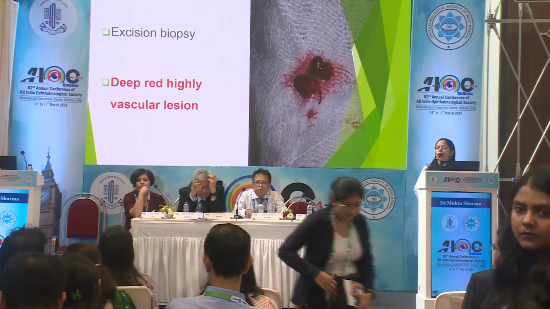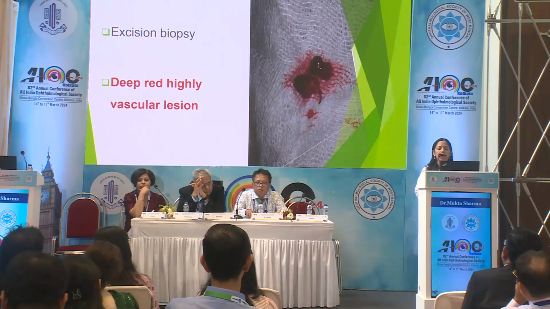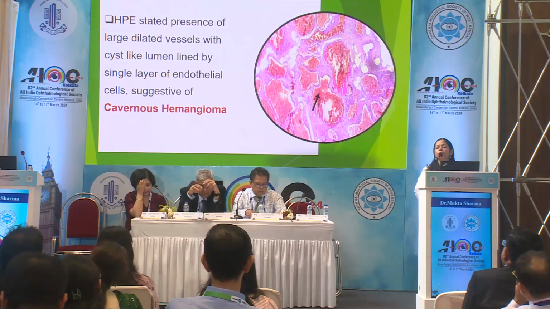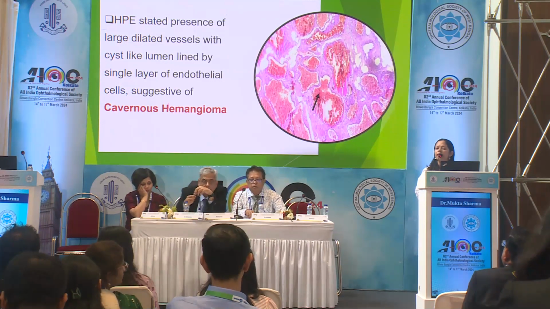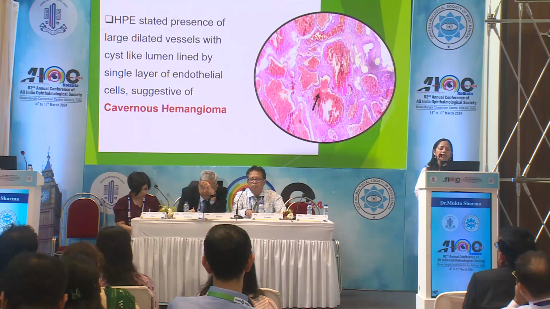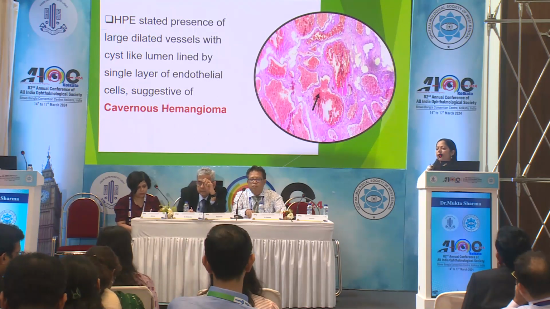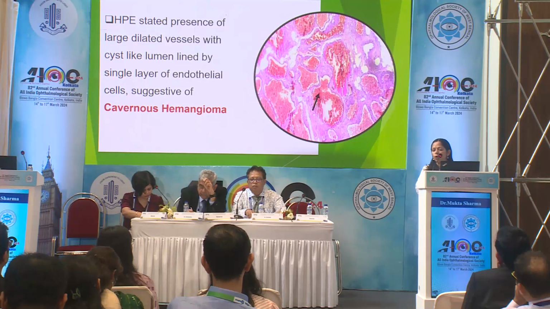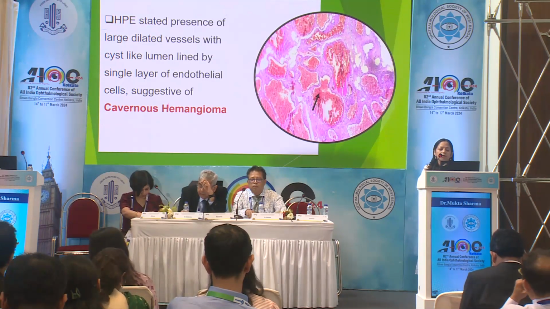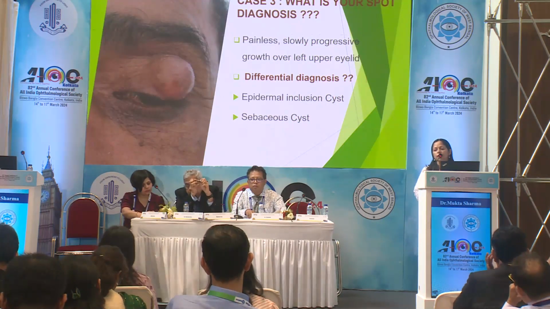So again, excision biopsy was done, and to our surprise, intraoperatively, it was a deep red, highly vascular lesion, as you can see. And I think you can make out from the histopathological slide itself that it shows dilated vessels, vascular channels lined by a single layer of epithelial cells, which is diagnostic of cavernous hemangioma. So a patient presenting with a solitary nodule at this age and of such a big size turned out to be a cavernous hemangioma. Now, what is your spot diagnosis?